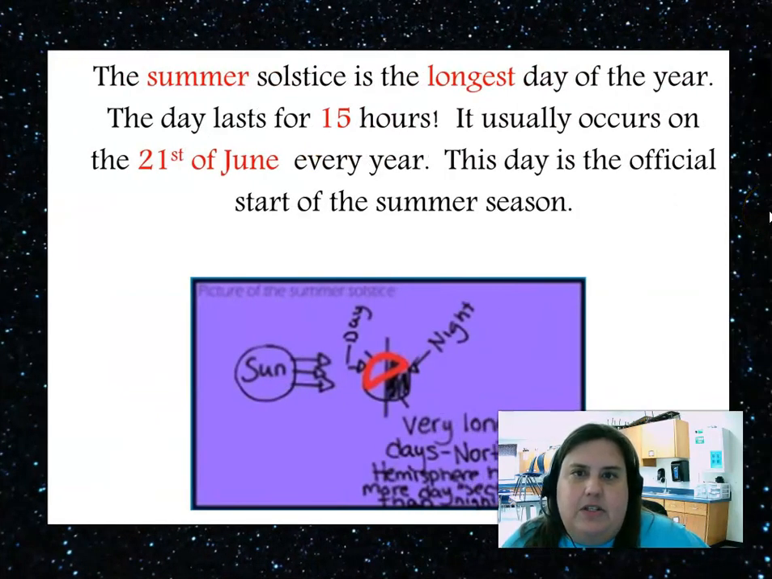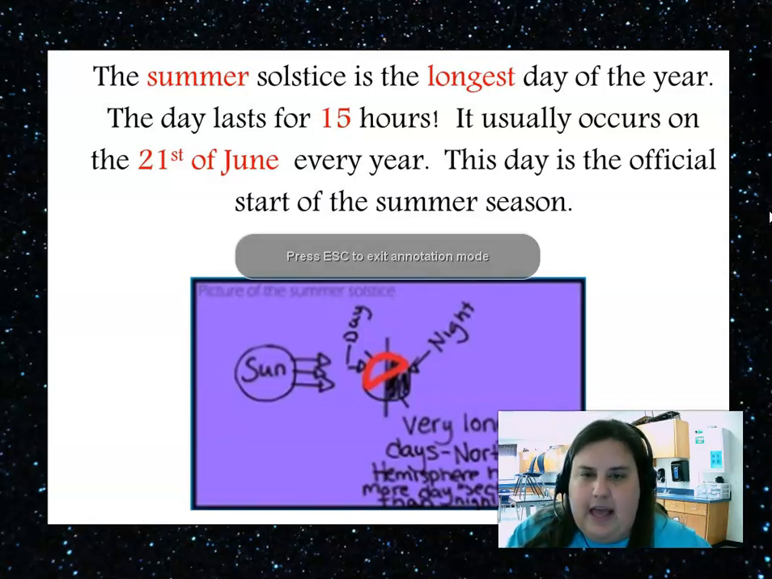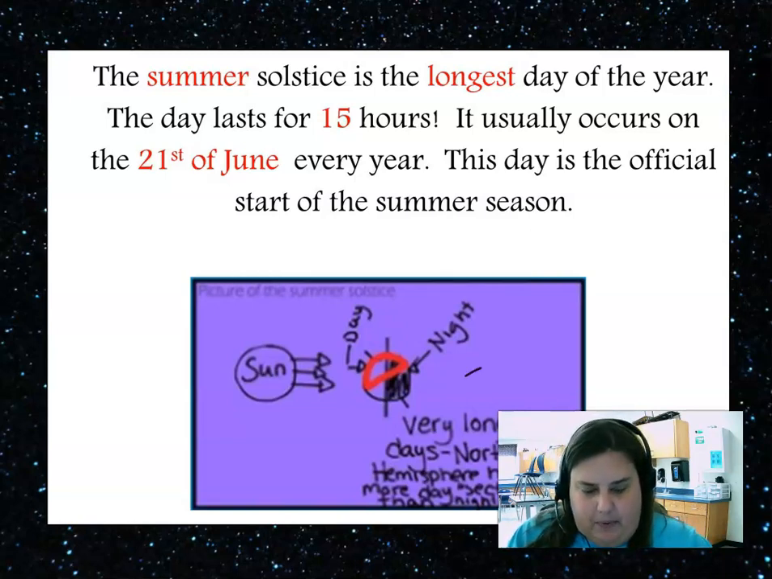Okay, the summer solstice is the longest day of the year, and this day lasts for about 15 hours. It usually occurs on the 21st of June every year, and this is the official start of the summer season. So if I look at this model, and I want you to draw this model on your paper, I can see this little portion right here is going to be the daylight hours because that's the part of the Earth that is illuminated.